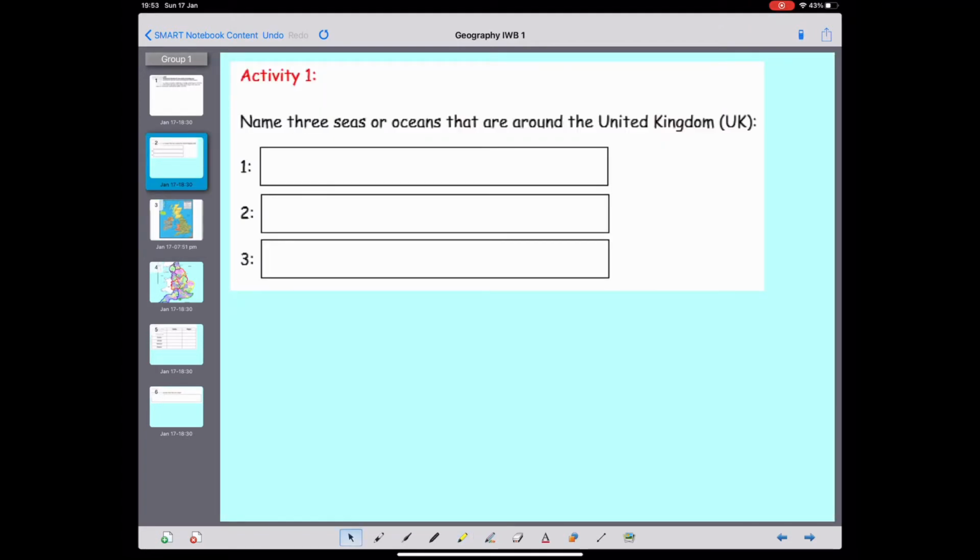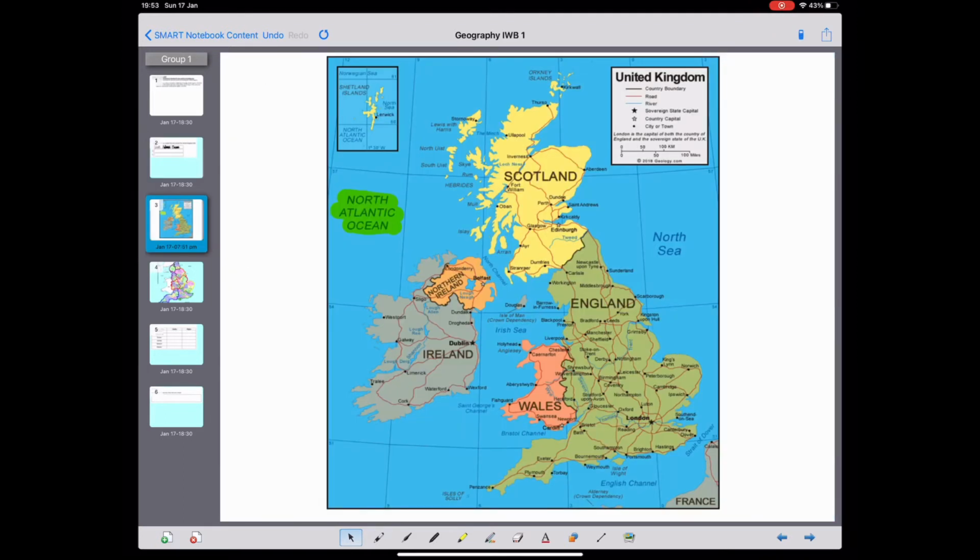So let's go back to activity 1. I'm going to write into the box North Atlantic Ocean. Now what I'd like you to do is have a look at the map, pause the video, and then see if you can find 2 more oceans or seas. Hit play when you're ready.